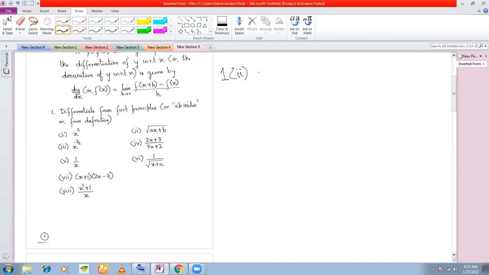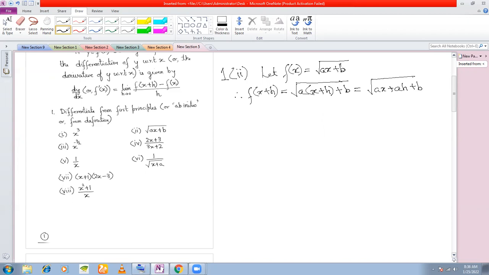Second one, in fact. The question is, because first one I've already done, let f(x) is equal to square root of ax plus b, right? So therefore, what is f(x plus h)? f(x plus h) is square root of a into x plus h plus b, right? Which is equal to square root, now you can multiply this throughout, you get a(x plus h) plus b, right? This is f(x plus h).